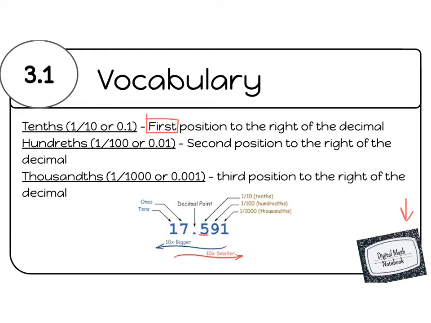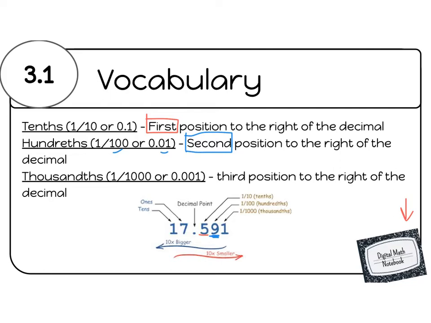Our next vocabulary word is the word hundredths. The hundredths place is the second position to the right of the decimal. It also can be written as a fraction or a decimal, 0.01.